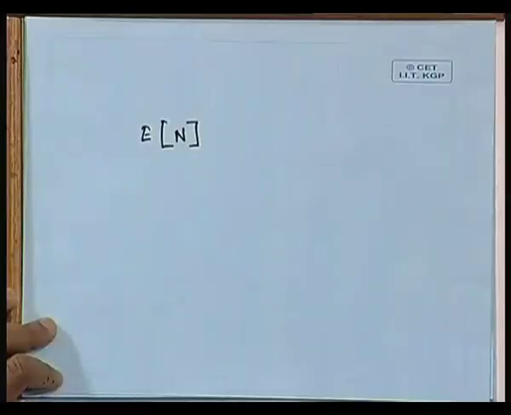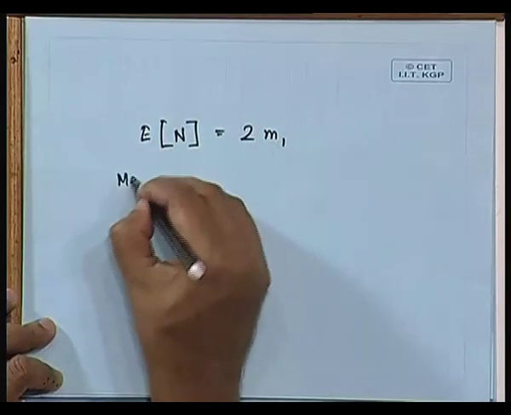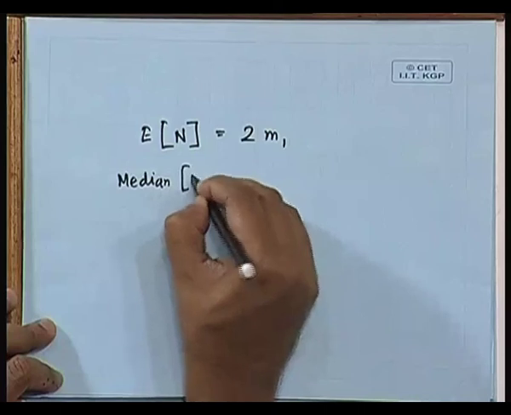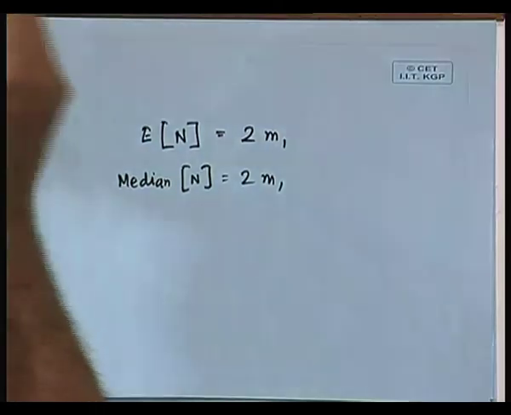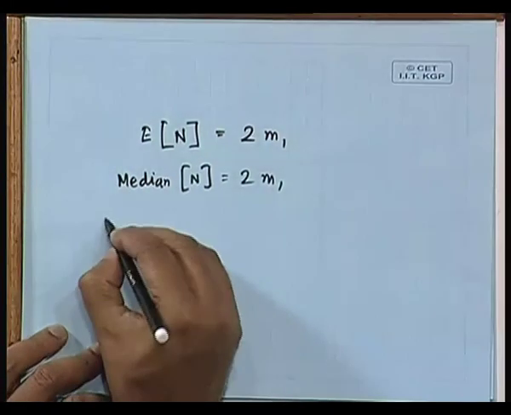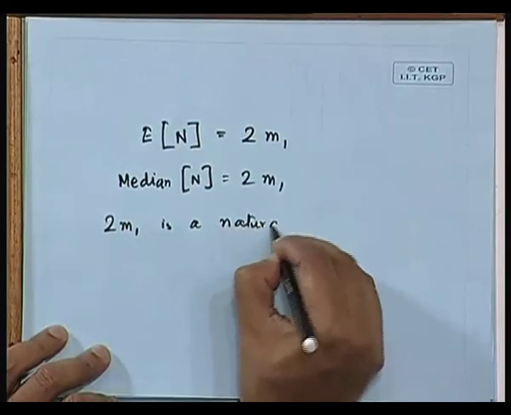In fact, the expectation and the median of the random variable n work out to be 2 times m1. If we go through this mathematics, out of this negative binomial distribution we get the expectation of n to be equal to 2 times m1, and even the median of n is 2 times m1. So we can definitely say that 2 times m1 is a natural capacity of separability.